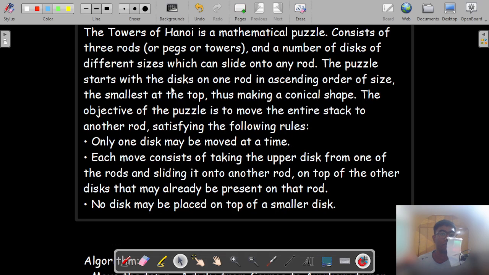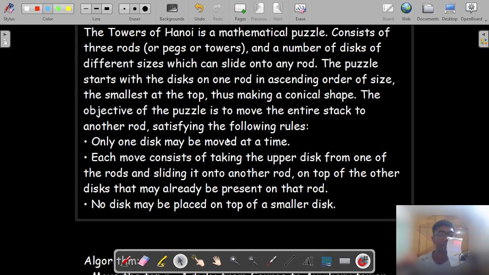The Towers of Hanoi is a mathematical puzzle that consists of three rods, pegs or towers. I will show an online demonstration for the same, but I'll read out the problem statement here. There are a number of discs of different sizes which can slide onto any rod. The puzzle starts with the discs on one rod in ascending order of size, the smallest at the top, thus making a conical shape. The objective of the puzzle is to move the entire stack to another rod satisfying the following rules.